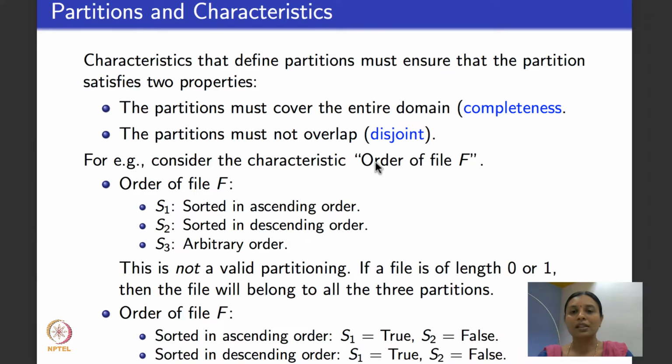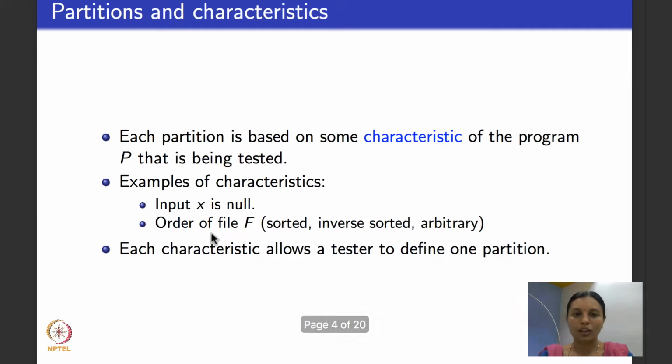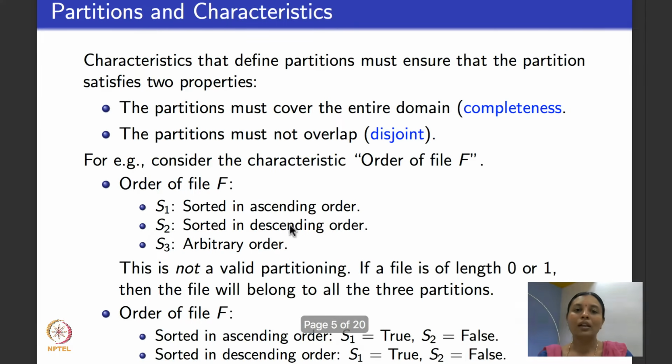So for example, consider the characteristic that I showed you in this slide, the order of a file: is it sorted, is it inverse sorted, or is it arbitrary? Here is one example of an attempt to define partitions based on that characteristic. I could say here are the three partitions. The first partition could be all files sorted in ascending order. The second partition could be all files sorted in inverse or descending order. The third partition could be all files that are not sorted, that is, they are in arbitrary order.